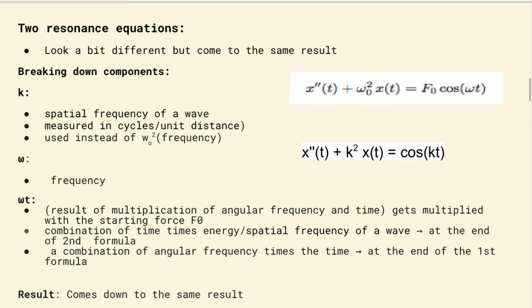It is a result of multiplication of angular frequency and time, which gets multiplied with the starting force. As you can see at the end of the second formula, we have a combination of time times energy per spatial frequency of a wave.